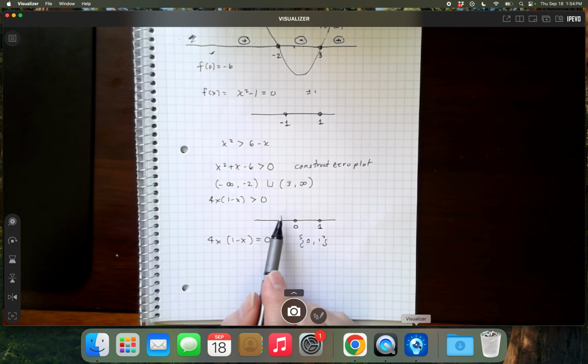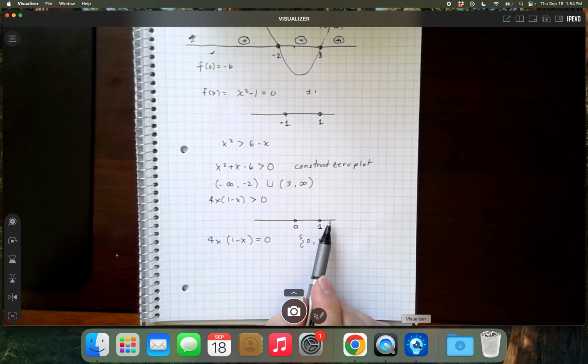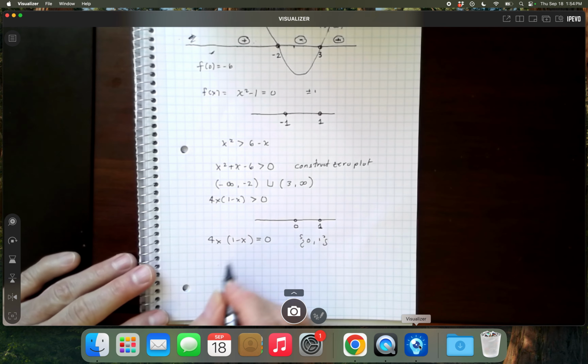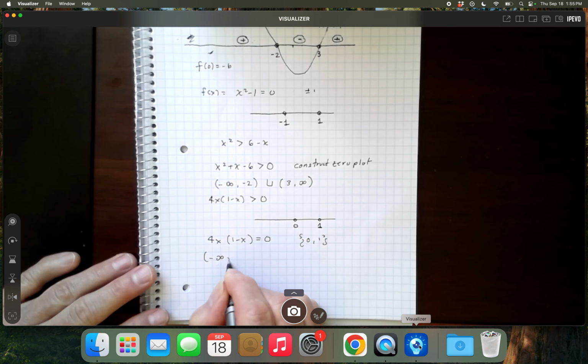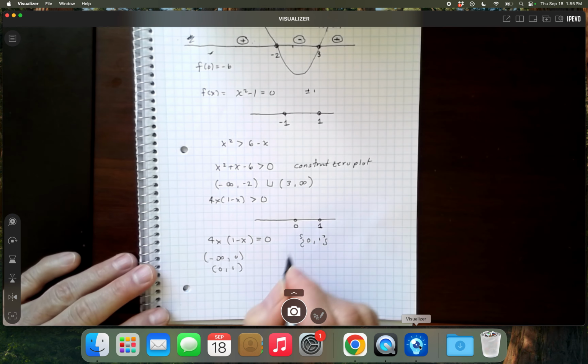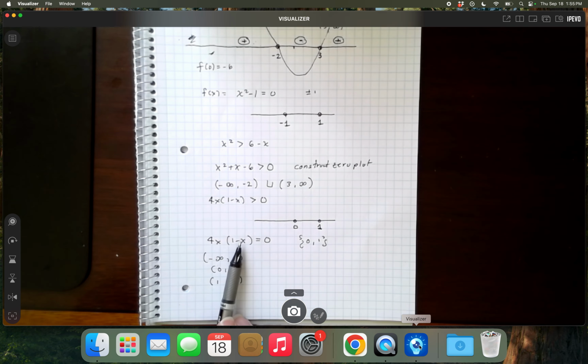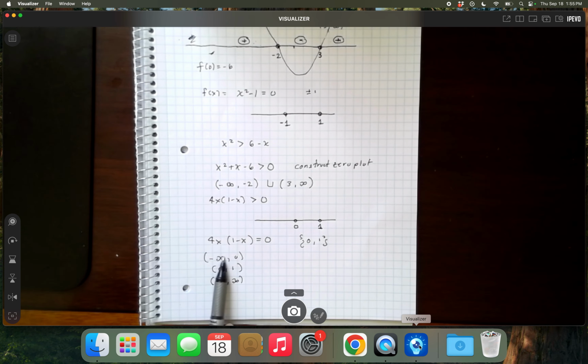Now the next step is I need to see what the sign is for these 3 intervals. Let me label my 3 intervals or partitions. Here's one, it's called minus infinity up to 0. The other one's from 0 to 1. And finally, we have one from 1 up to infinity. So think about this function. Whatever it looks like on this partition, the sign is the same. The sign, S-I-G-N. It's either positive or negative.